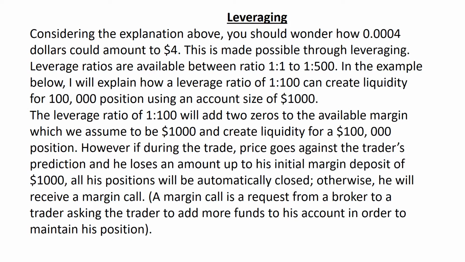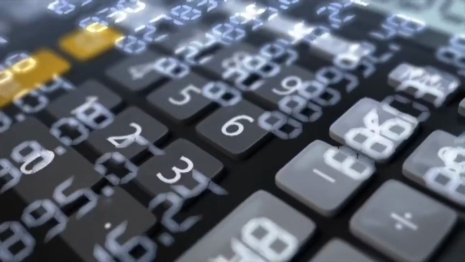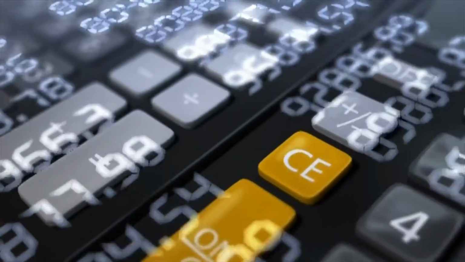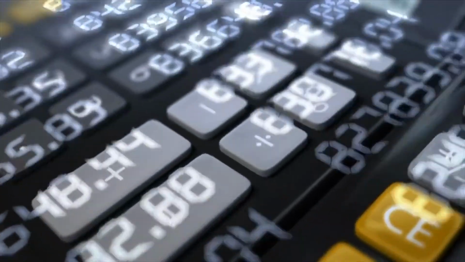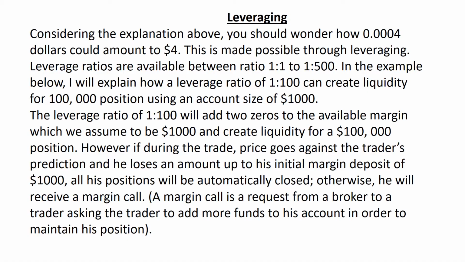when you're trading. Considering the explanation above, you should wonder how $0.004 could amount to $4. This is made possible through leveraging. Leverage ratios are available between ratio of 1:1 to 1:500. In the example below, I will explain how a leverage ratio of 1:100 can create liquidity for 100,000 positions using an account size of $1,000.